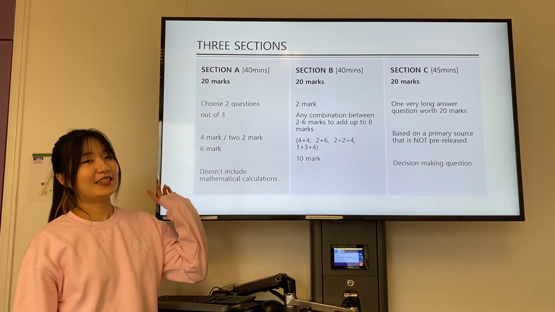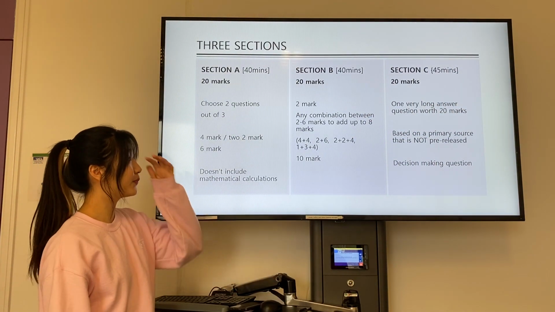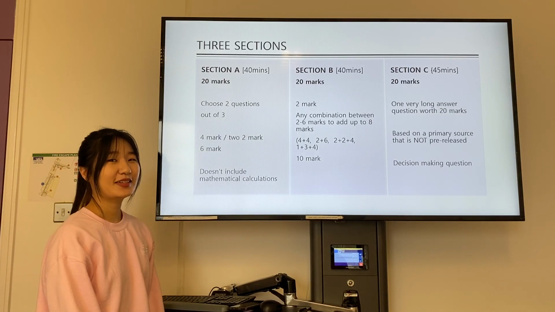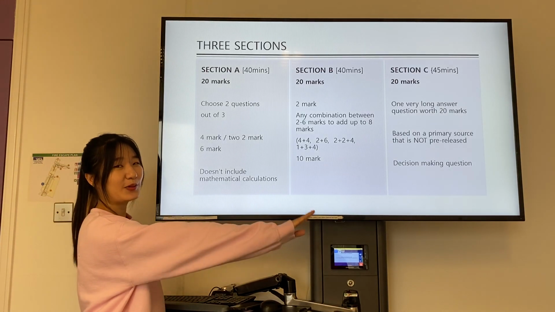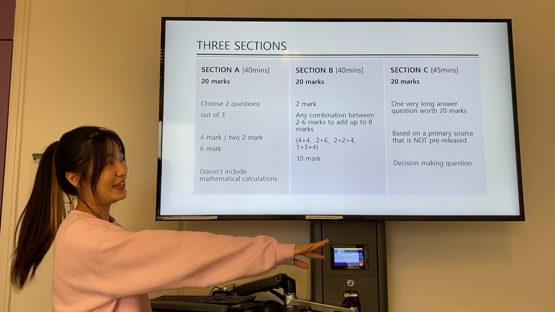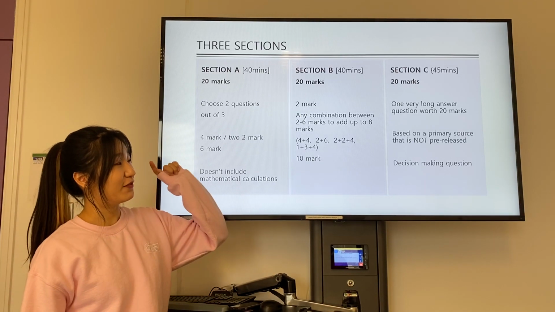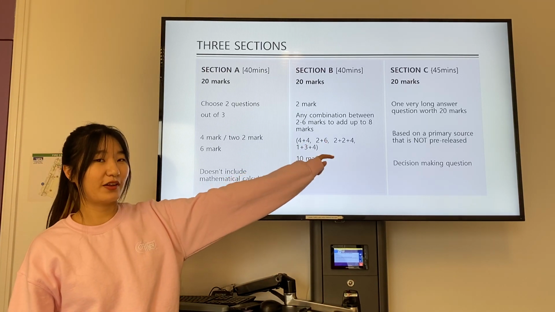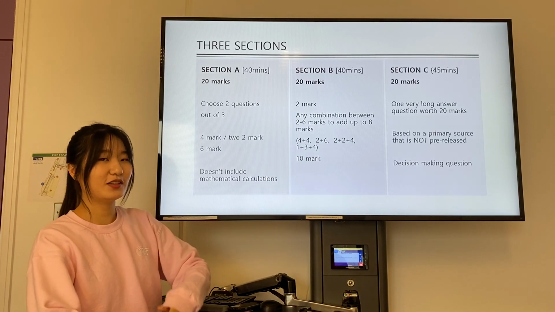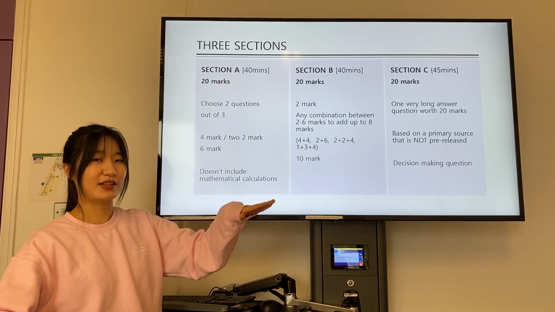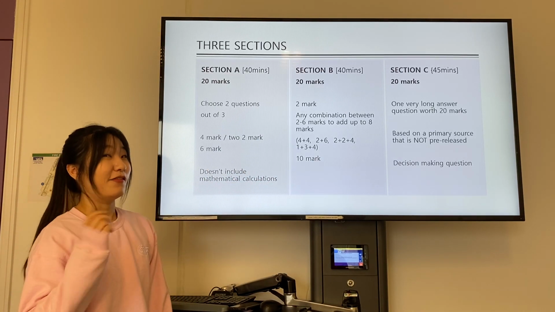So Paper 1 consists of 3 sections: A, B, and C. Ideally, you should be spending most time on answering Section C because it's a very long answer. It's a 20-mark question, and you're expected to write a page to 2 answer of that single question.